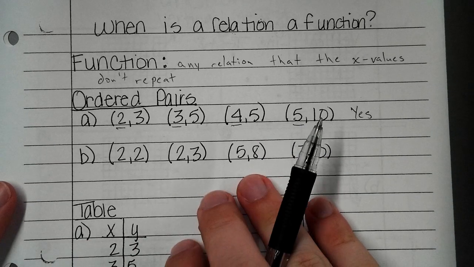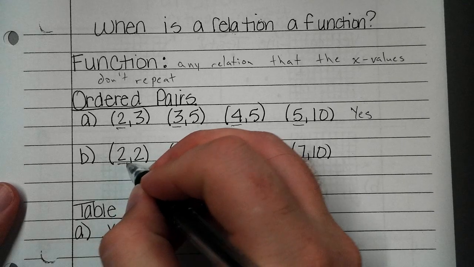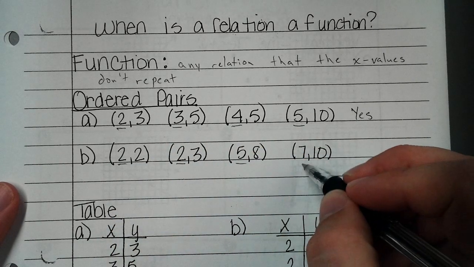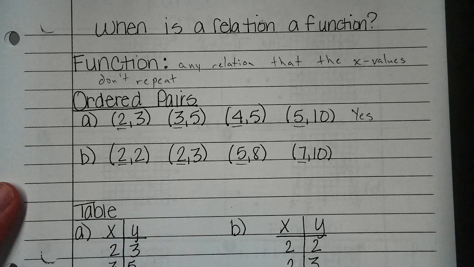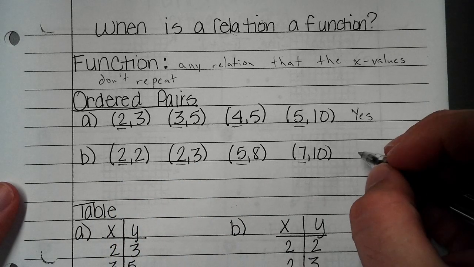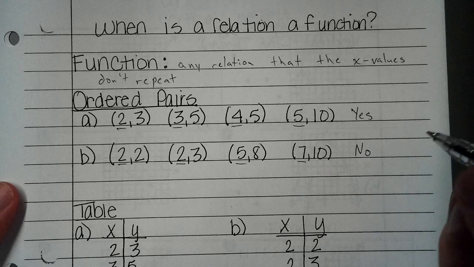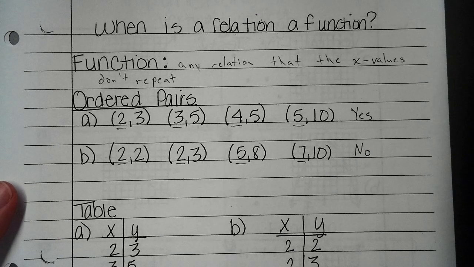Let's look at another set of ordered pairs. I've got 2, 2, 5, and 7. Well, right here, I had repeating 2's. So I didn't have unique inputs, so this would not be a function. So that's how to do it when you have ordered pairs.